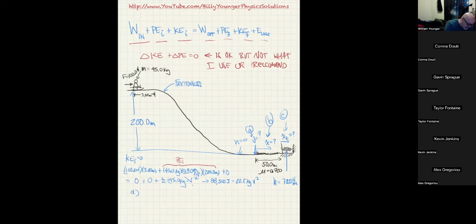So for part A, I'm going to say v is equal to, I'm going to take this 88,500 and divide it by 22.5, and that's 3,933. So I'm going to say square root of the answer. Whoa, I don't know what happened there. And I get 62.71. Oh, this is not a good situation for the small child.